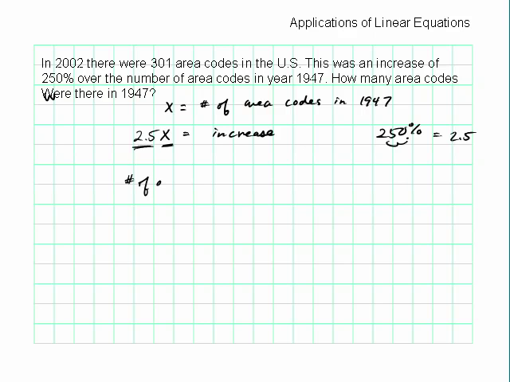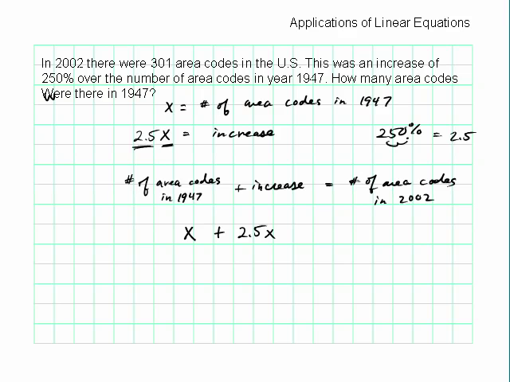So the number of area codes in 1947 plus the increase gives you the total number of area codes in 2002. And so the equation should be: you take the number of area codes in 1947, add on the increase, which is 2.5x, that means 250% increase, and that should total 301. That's the equation I need to solve. Now let's combine our like terms. That's 1x plus 2.5x is 3.5x equals 301.